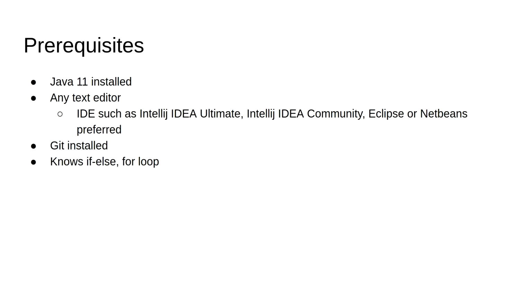Let's talk about some prerequisites. Since most of the time we'll be coding in Java, please install Java 11 on your operating system. Any text editors will do, but IDEs such as IntelliJ Ultimate, IntelliJ Community, Eclipse, or NetBeans are preferred. We'll be using Git as the source control system, so please install Git on your operating system. This series is for everyone, but knowing if-else and for loop definitely helps. I'll be coding on Ubuntu Linux, but you can follow the series on Windows or Mac OS with no problem. Alright, here we go.